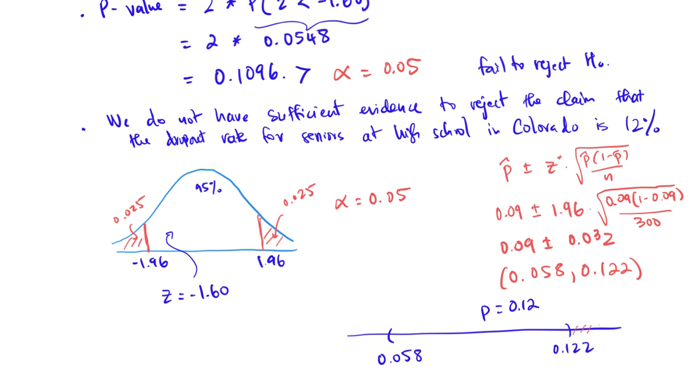Anything that is outside of the confidence interval would be the rejection region. And so if the null value is not inside the confidence interval, we would reject the null hypothesis. But in this case, it is inside the confidence interval.